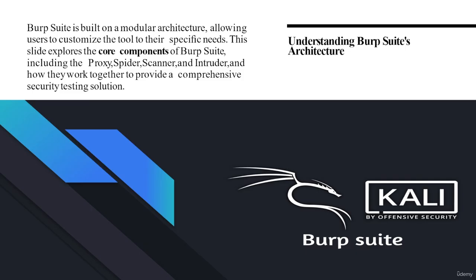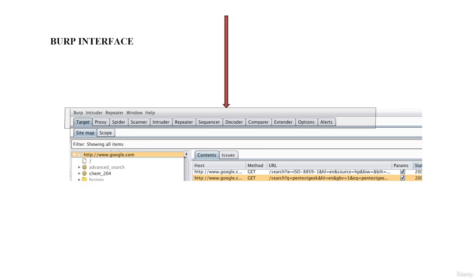Burp Suite is built on a modular architecture. That means it allows us to customize the tool according to our specific needs. In this lecture, we will explore the core components of Burp Suite, including Proxy. This component intercepts and modifies web traffic. It allows us to see and change the data being sent between your browser and the web application.